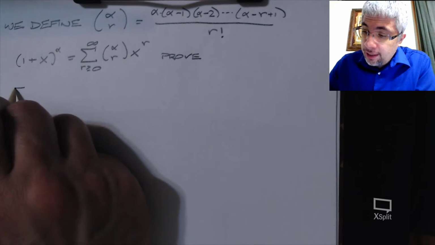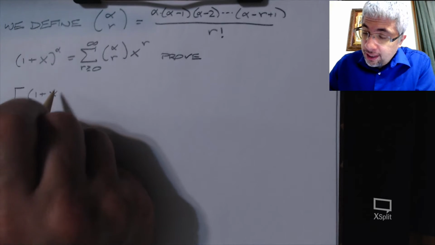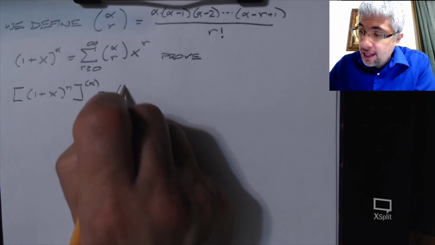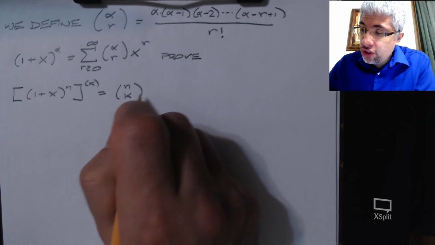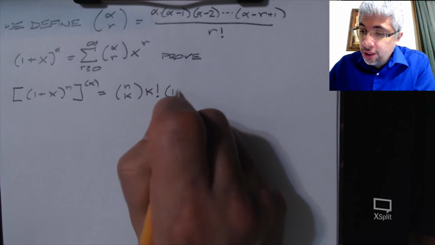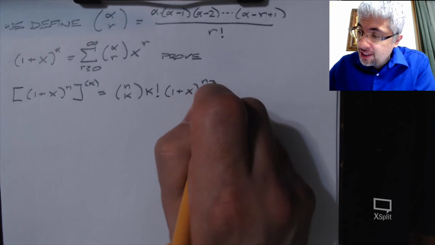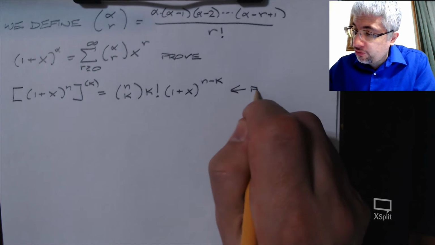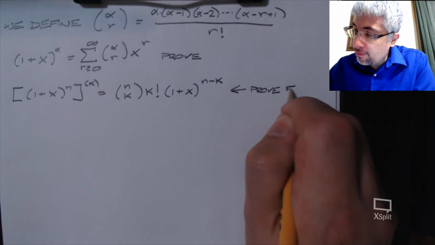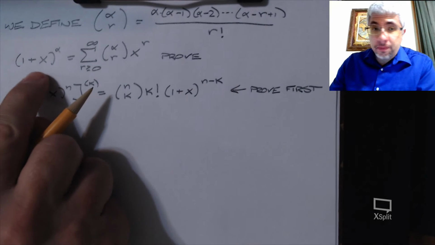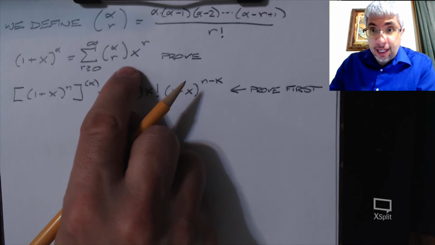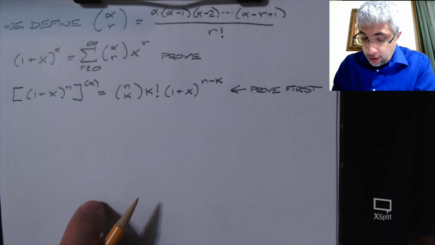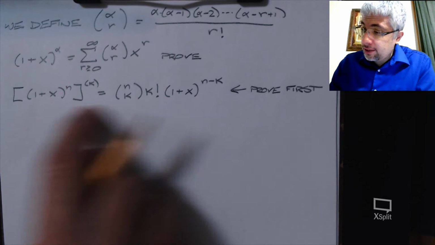So it is that (1 plus x) to the n, if I take the kth derivative of this, is equal to n choose k times k factorial times (1 plus x) to the n minus k. So this is what we're going to prove first. And then we should be able to use Taylor series on this and hopefully see that that's what we get. Okay. So let's try that. Let's try to prove this.